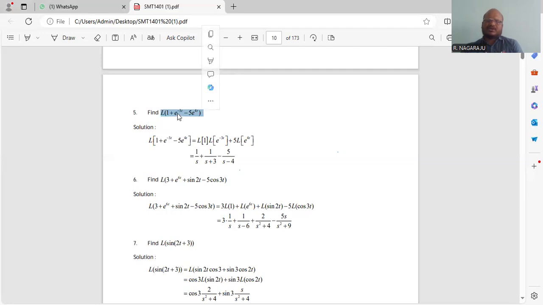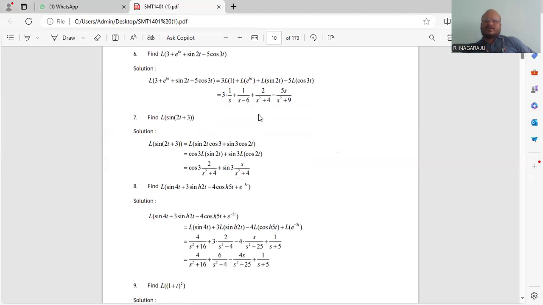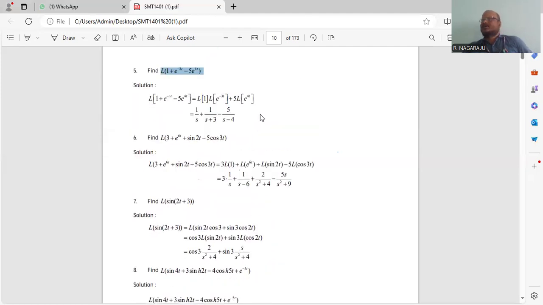So L of 1 is nothing but 1, and e power minus 3t you can take as g of t, and 5 into e power 4t you can take as h of t. Means separately you have to split it: L of 1 plus L of e power minus 3t minus 5 into L of e power 4t. You can apply the formulas, you will get 1 by s plus 1 by s plus 3 minus 5 by s minus 4. Like this, you can do all the different problems using the Laplace transformation linear properties. When using the trigonometric functions and linear properties, you can complete the basic problems.